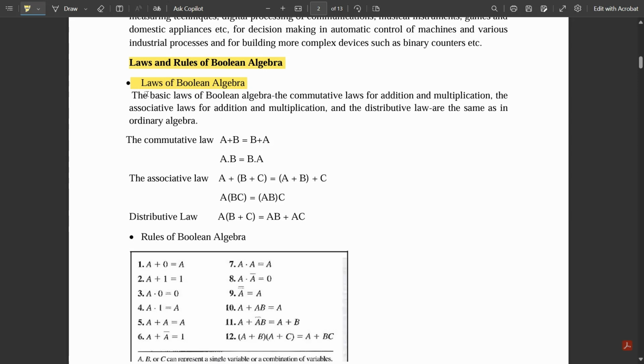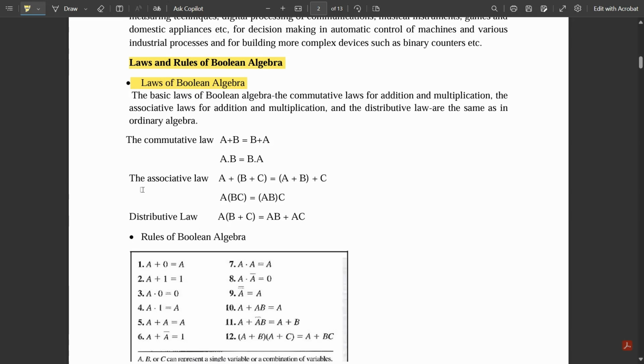The basic laws of Boolean algebra, that is the commutative laws for addition and multiplication, the associative law for the same, and the distributive law, are the same as in ordinary algebra. The commutative law says that a plus b is equal to b plus a for addition, and for multiplication it is ab equal to ba. This is not new to you; if you have reached this stage, you should know this.